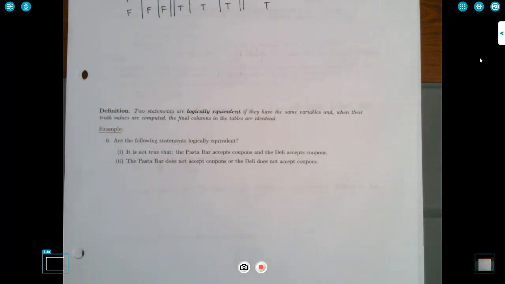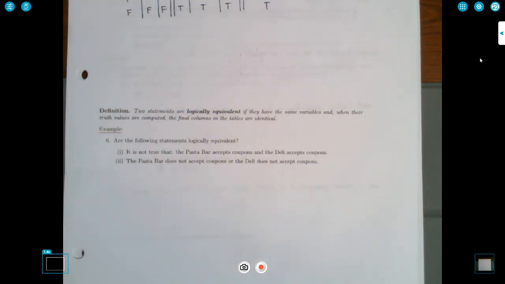Okay? So for example, it says, are the following statements logically equivalent? The first statement says, it is not true that the pasta bar accepts coupons and the deli accepts coupons. And the second statement says, the pasta bar does not accept coupons or the deli does not accept coupons. Okay, so we want to figure out if those two statements are really saying the same thing. We want to see if they are logically equivalent. And the way that we're going to determine that is we're going to make truth tables for each of those statements.